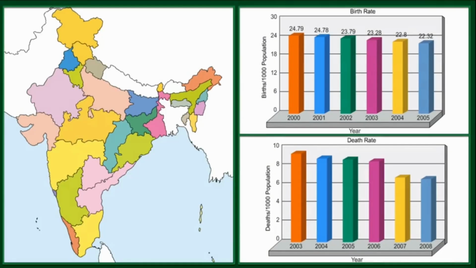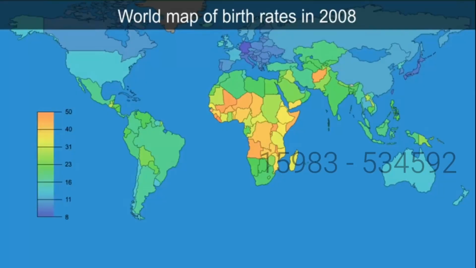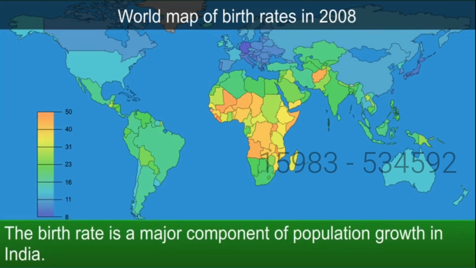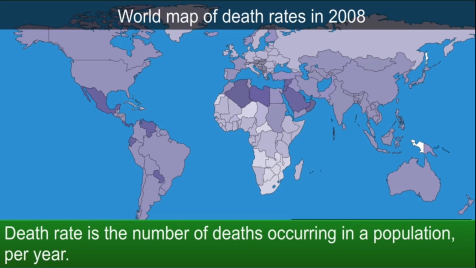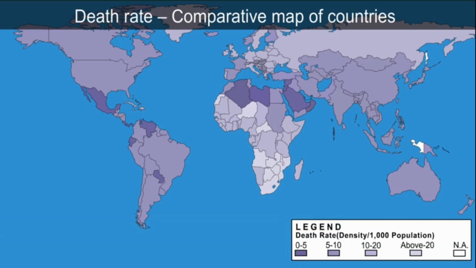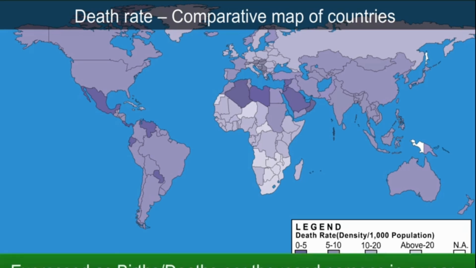In India, the birth rate has always been higher than the death rate. Therefore, the birth rate is a major component of population growth in India. Death rate is the number of deaths occurring in a population per year. The death rate usually includes deaths from all causes and is expressed as deaths per 1,000 of population in a year.